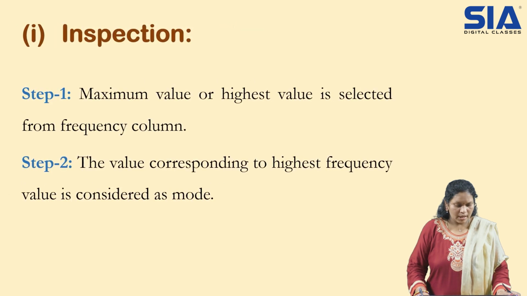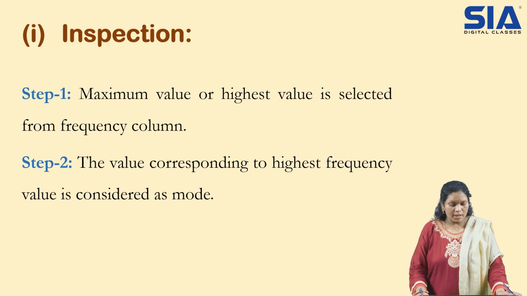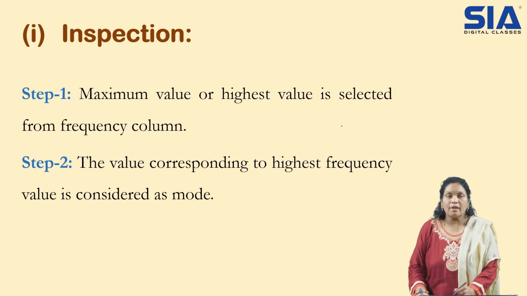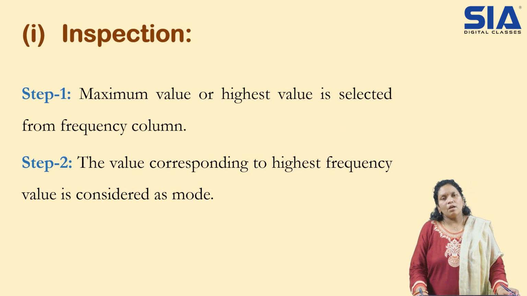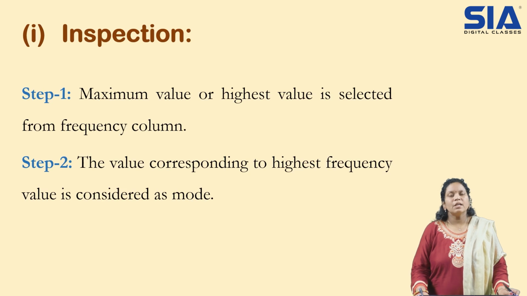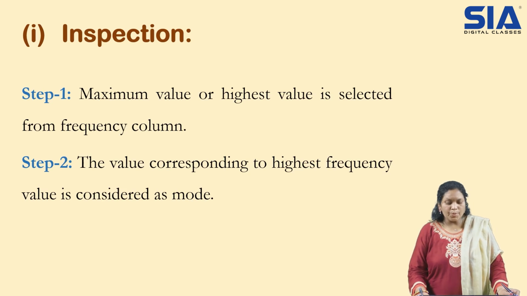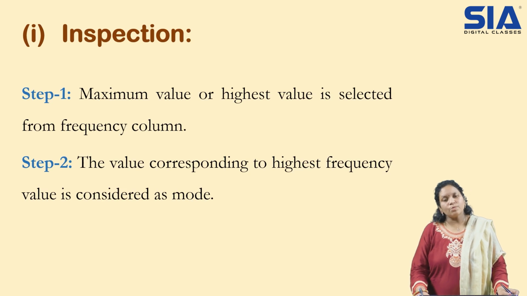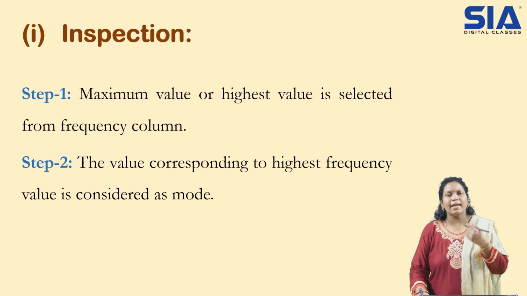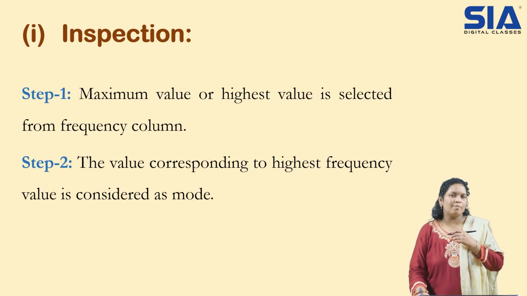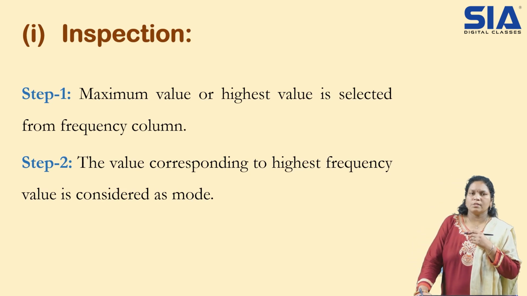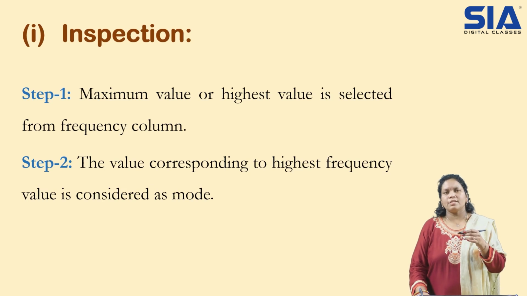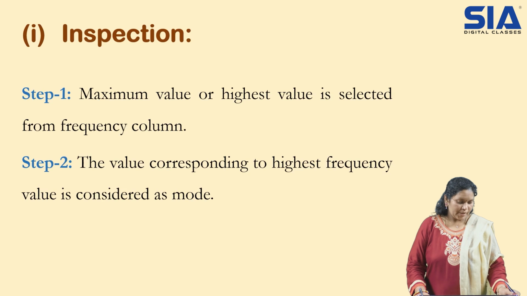Okay, let us check how the inspection method goes on. Step 1: the maximum or highest value is selected from the frequency column. Step 2: the x value corresponding to the highest frequency is considered as the mode. So identify the highest value from the frequency, and its corresponding x value becomes the mode. Just like median and mean we have learned, right? Similarly here also we identify the highest value in frequencies, but the value for the mode becomes our x value.